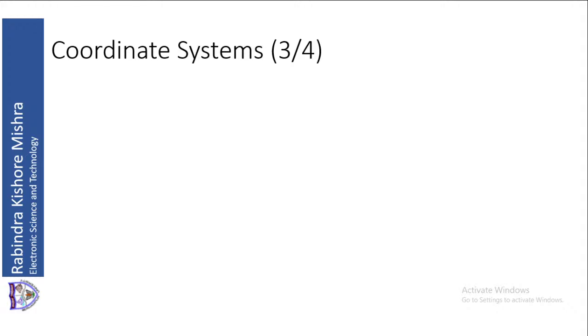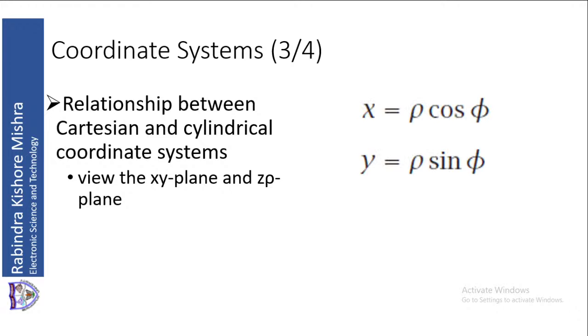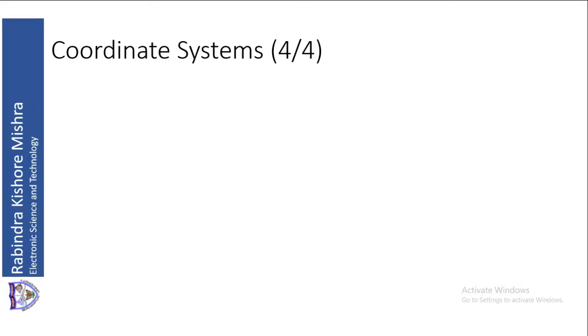So these are some relations in the coordinate system that will be useful later when we go to the antenna part. Next is the relationship between the Cartesian and cylindrical coordinate systems. Now to find out this relationship, view the xy plane and the rho z plane that we have already seen. x is equal to rho cos phi, y is equal to rho sin phi in the xy plane. In the rho z plane, rho cap is equal to x cap cos phi plus y cap sin phi. Phi cap is equal to minus x cap sin phi plus y cap cos phi.